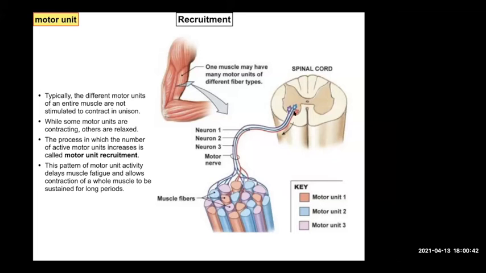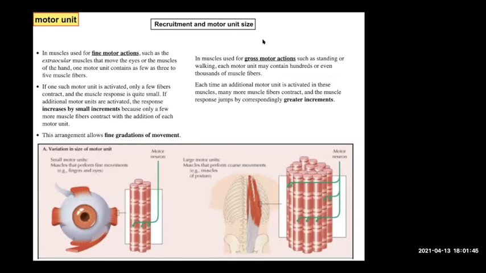So when you do this, nature could have it that all 3 of these contract at once. For a brief second, you get a little bit of contraction. But what it does is this one gets stimulated, then this one gets stimulated, and then this one gets stimulated, so that there's an even more even distribution. This allows for a much smoother contraction, tying together recruitment and motor unit size. Then we went back to the small motor unit.